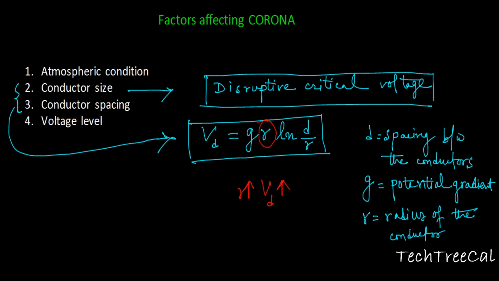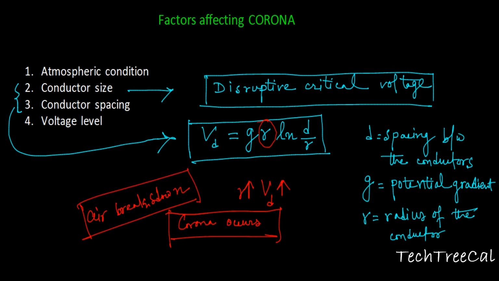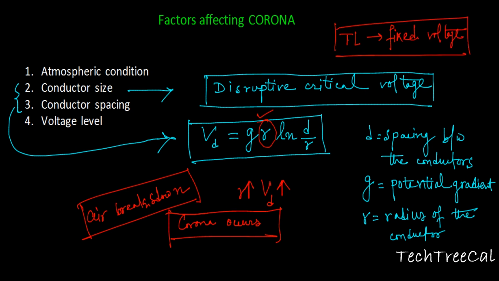Now, what is critical disruptive voltage? The voltage at which corona occurs. That means the voltage at which the surrounding air breaks down to form corona. Clear? Now, if we are increasing the size of the conductor, or better to say the radius of the conductor, then we are increasing the critical disruptive voltage. In a transmission line, the voltage is a fixed voltage. It is not much variable. So, if you are increasing the breakdown level of the voltage, the transmission line voltage is not sufficient to break down the surrounding air, so you will never get corona.